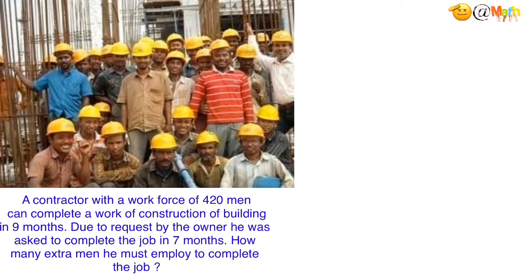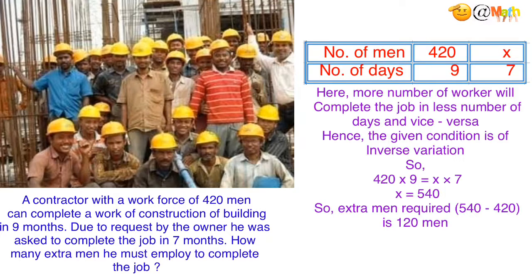A contractor with a workforce of 420 men can complete the construction of a building in 9 months. Due to a request of the owner, he was asked to complete the job in 7 months. How many extra men must he employ for the job to be completed? Clearly it is a case of inverse variation. On solving, we have 120 men.